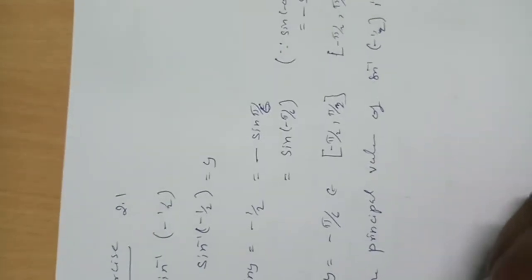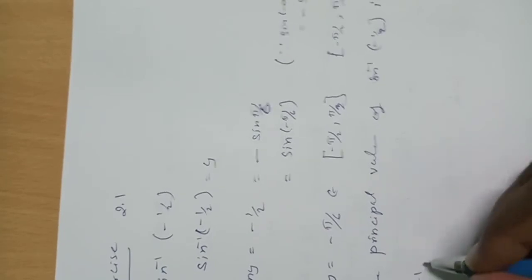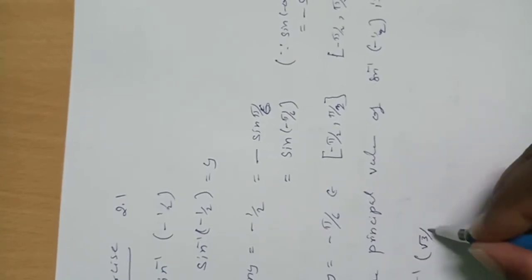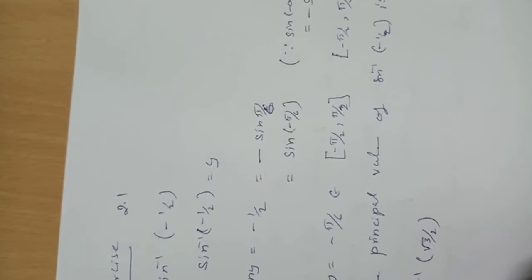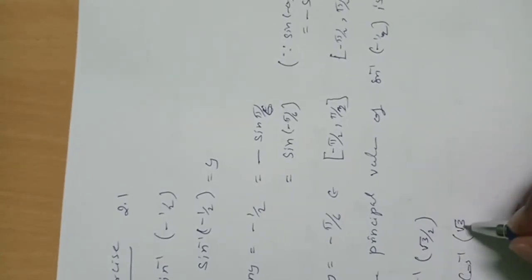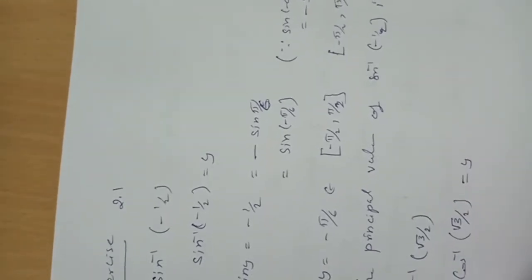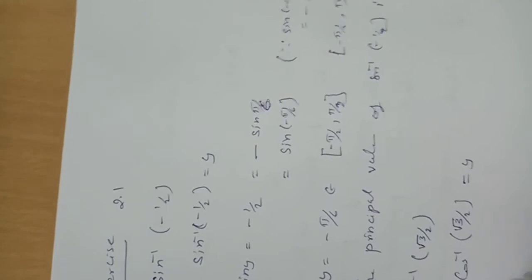So next, second problem, number 2. Find the principal value of cos inverse of root 3 by 2. Let cos inverse of root 3 by 2 be equal to y. So root 3 by 2 is equal to cos y.